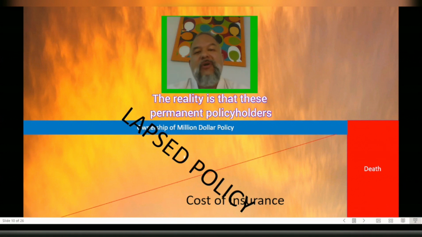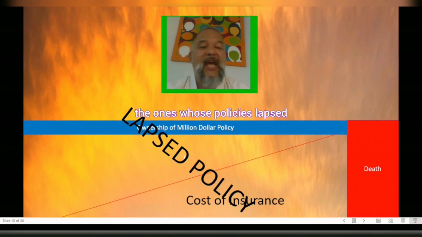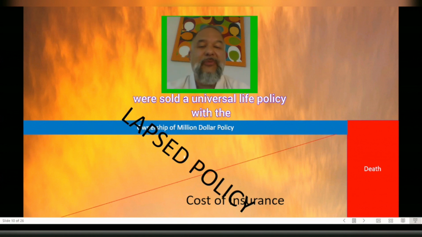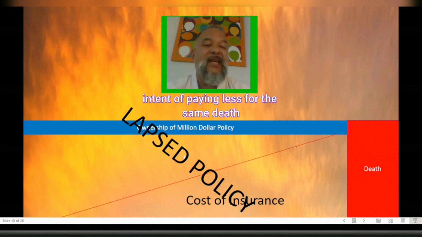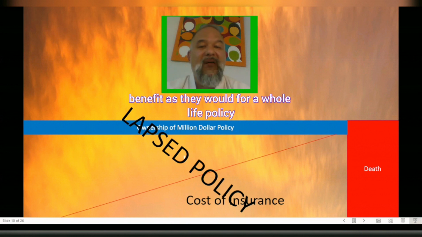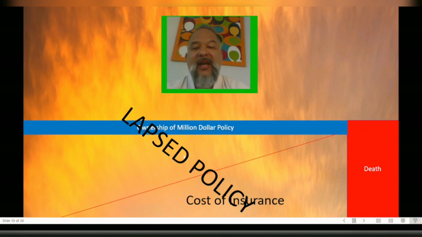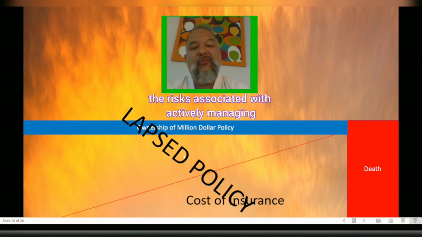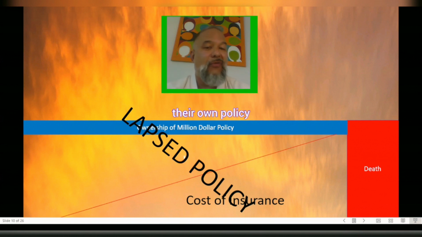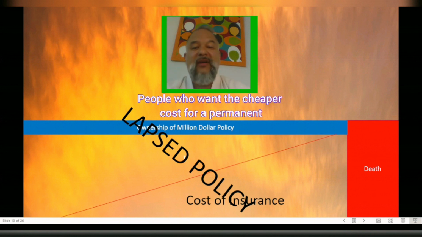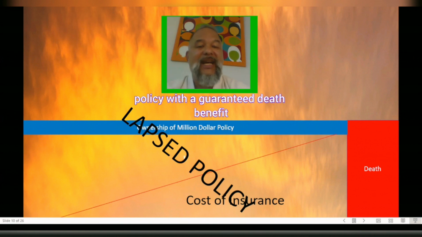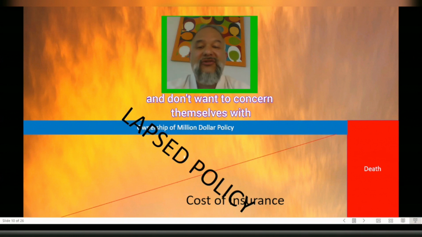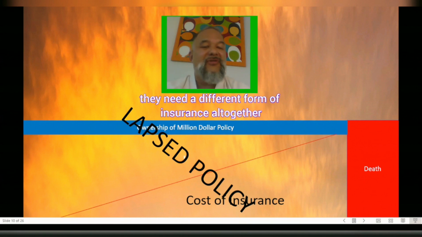The reality is that these permanent policyholders, the ones whose policies lapsed, were sold a universal life policy with the intent of paying less for the same death benefit as they would for a whole life policy. In other words, all they saw when purchasing the policy was a smaller price tag without understanding the risks associated with actively managing their own policy. People who want the cheaper cost for a permanent policy with a guaranteed death benefit and don't want to concern themselves with managing the ups and downs, nor care about any sort of compounding growth in a side account, need a different form of insurance altogether.